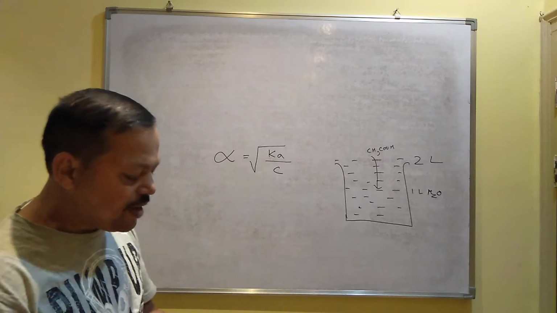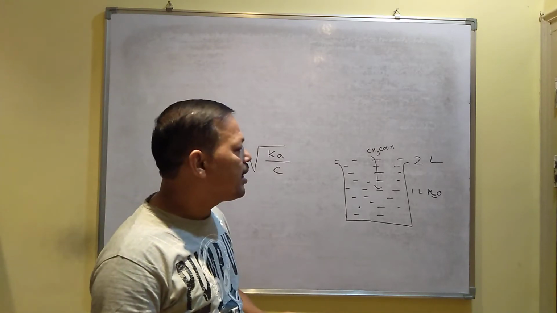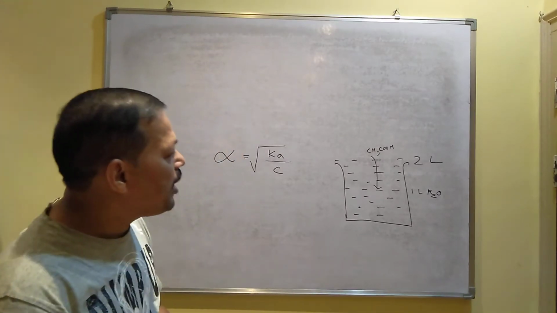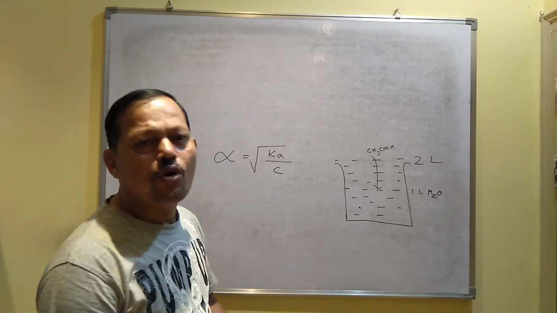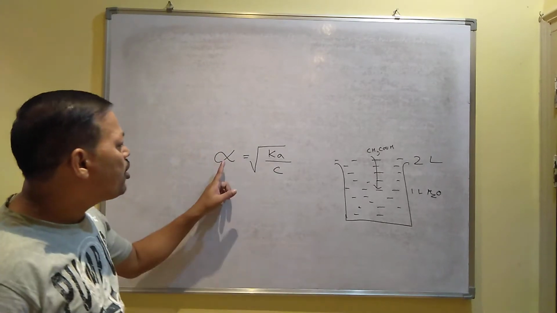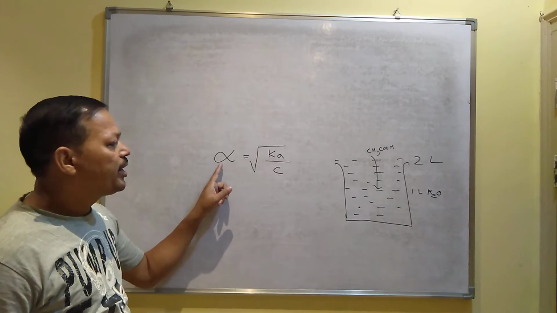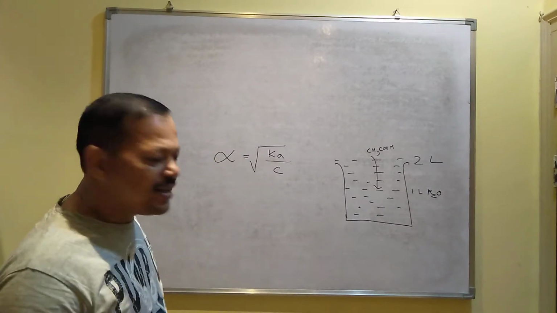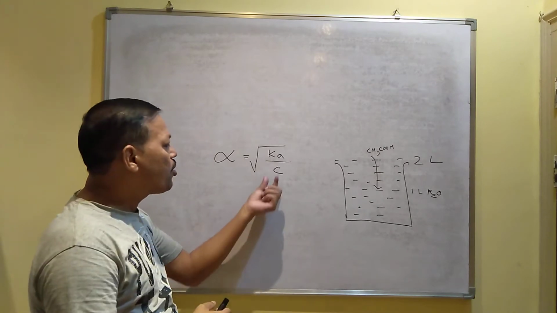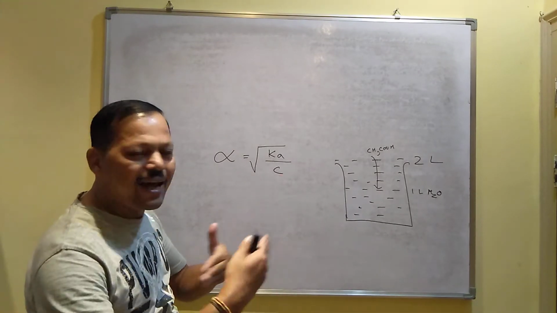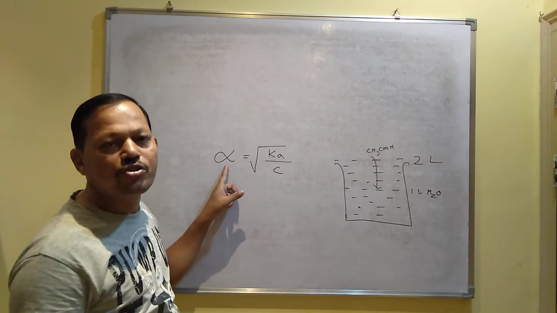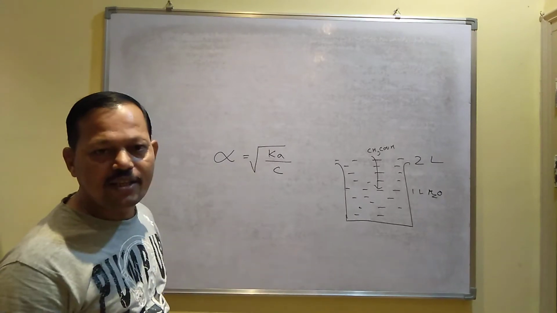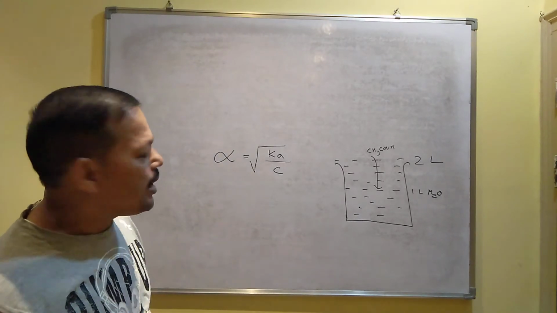In the exam, if the Ostwald dilution law is asked, how do you have to write it? You have to write: according to Ostwald dilution law, the degree of dissociation of a weak electrolyte is inversely proportional to the square root of the concentration. That is, if the concentration of a solution decreases, I mean as the dilution increases, the degree of dissociation of the electrolyte increases, and this is called Ostwald dilution law.